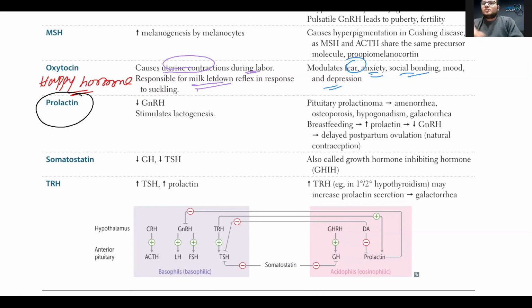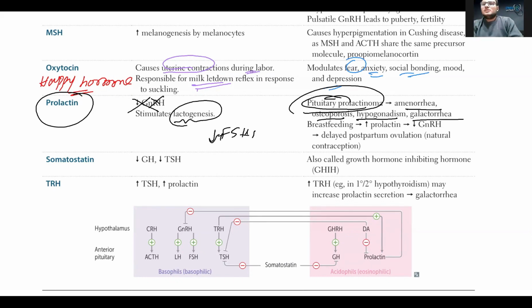Next, prolactin. We have discussed that prolactin inhibits gonadotropin and stimulates lactogenesis. When there is a pituitary prolactinoma, it causes amenorrhea, osteoporosis, hypogonadism, and more. Of course, we will study why pituitary prolactinoma causes amenorrhea and decreased libido. This is the reason: it inhibits gonadotropin, decreases FSH and LH, and causes hypogonadism. And a very important point is delayed postpartum ovulation.